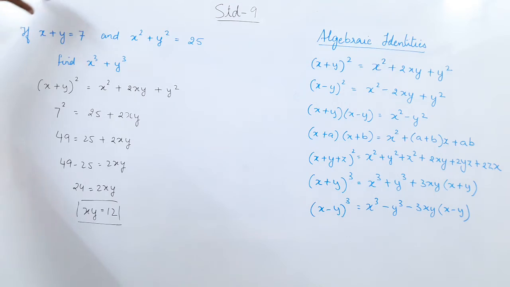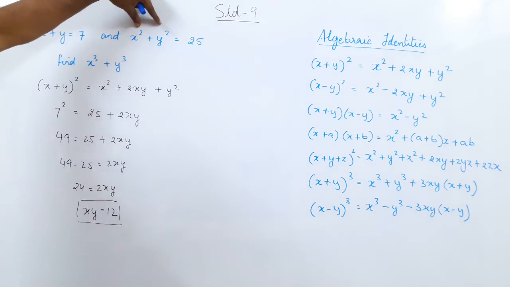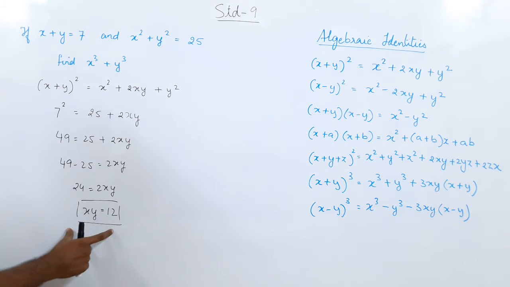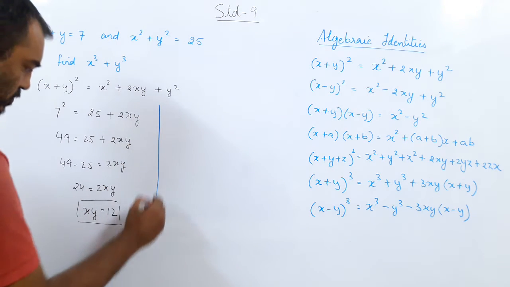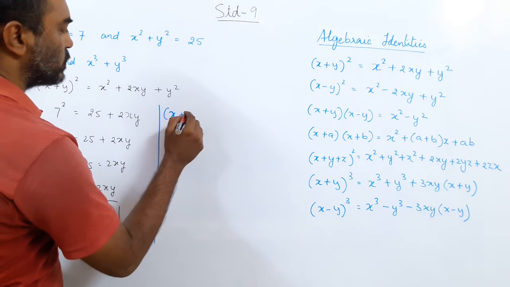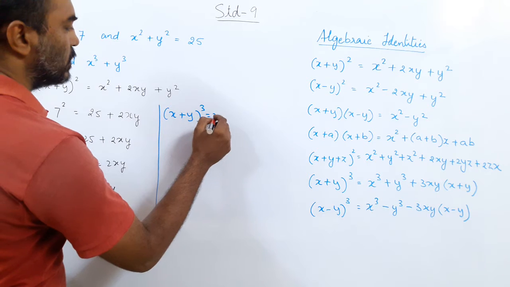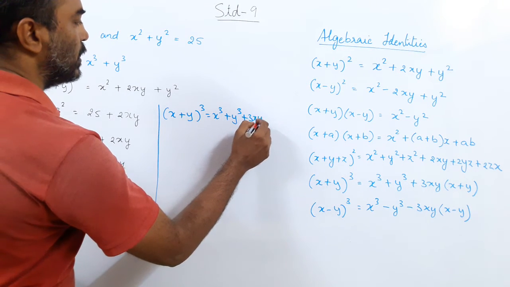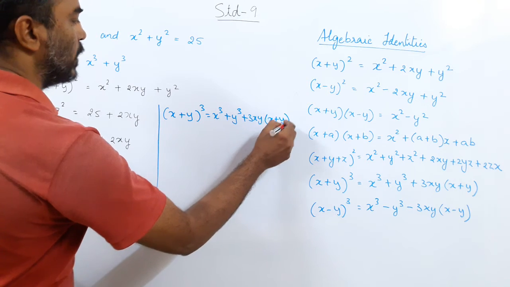So this was given, and this was given a square identity. I used the square identity and using that I got 12. Now once I am done with this, I can go back to my next original step again. X plus y the whole cube is x cube plus y cube plus 3xy times x plus y.